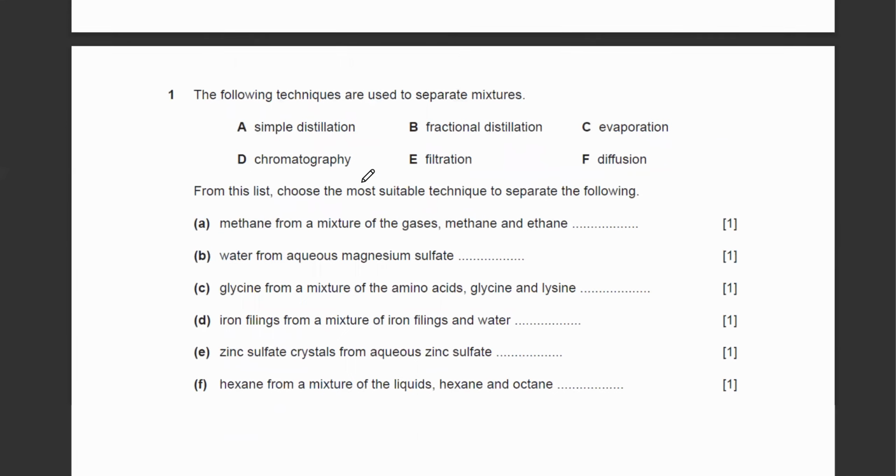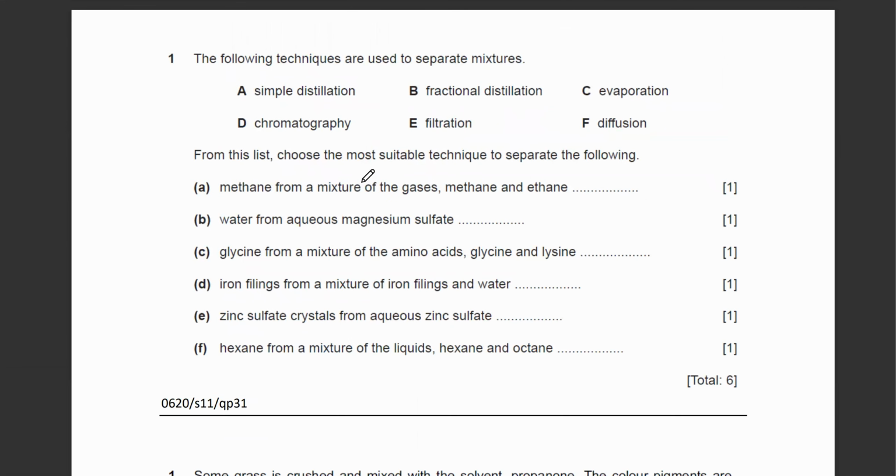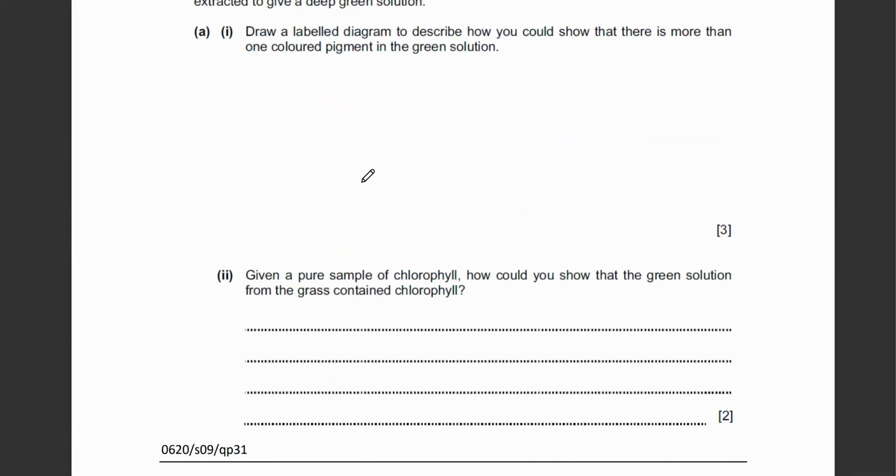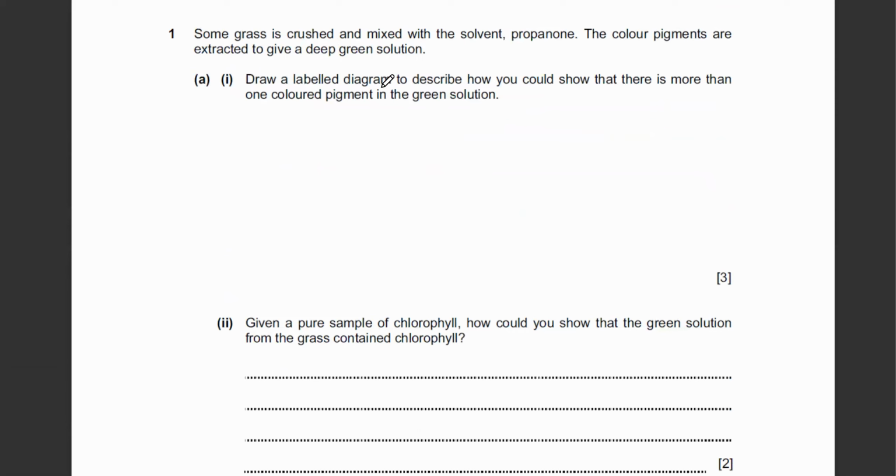We can skip that. That's another one you're going to study later. So we did questions like this. I'm just trying to find it. So this one: he's saying draw a labeled diagram to describe how you could show that there is more than one colored pigment in the green solution. It's a 3-mark question, and you have to give a diagram of a chromatography experiment.